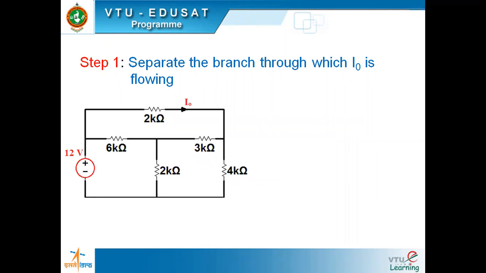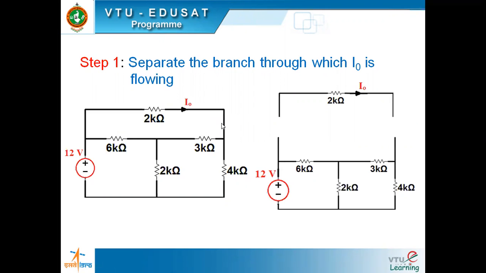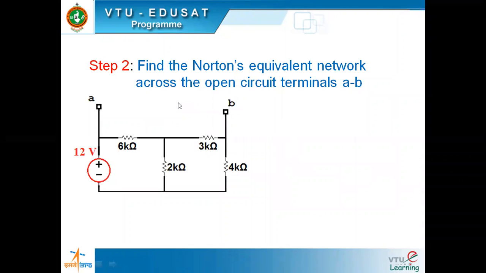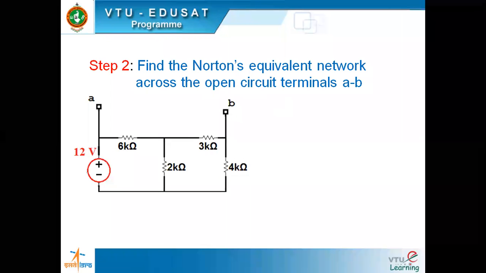So step 1, separate the branch through which I naught is flowing. See, we are separating this. After separating, what is available here? You are availing two open circuit terminals, A, B. Name them A, B, name them X, Y, name them whatever you want.